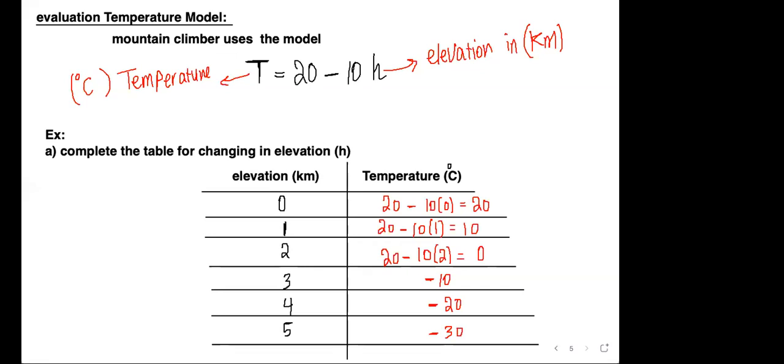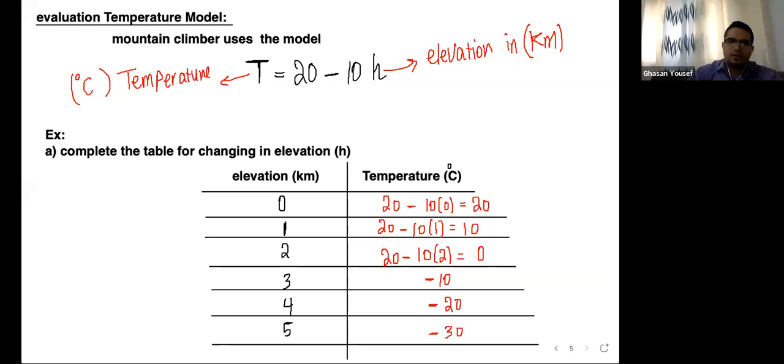So look here, actually, when the climber goes up 0, 1, 2, 3, 4, 5 kilometers up, the temperature goes down. Look, 20, 10, 0, minus 10, minus 20, minus 30. We change our real life to algebra. When the climber goes up in this mountain, the temperature goes down, colder and colder as he goes up. So we use the model to know the connection to our real life, okay?